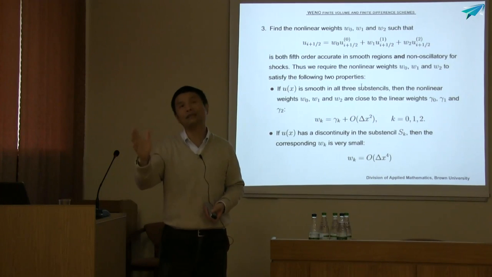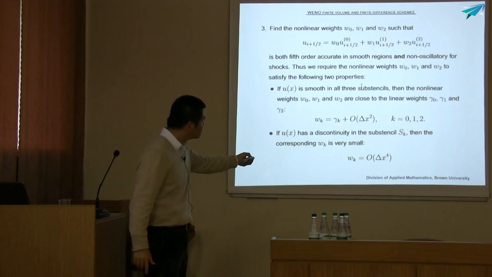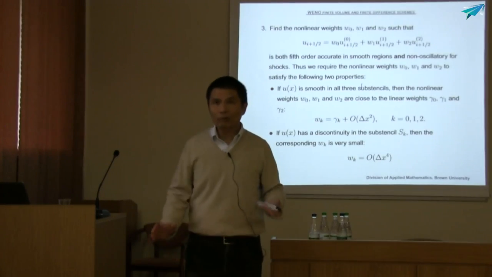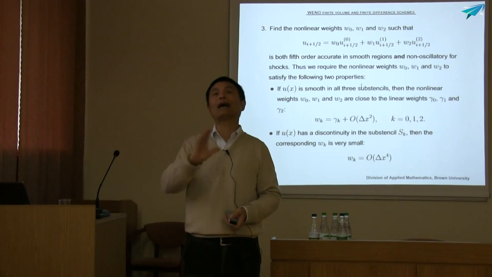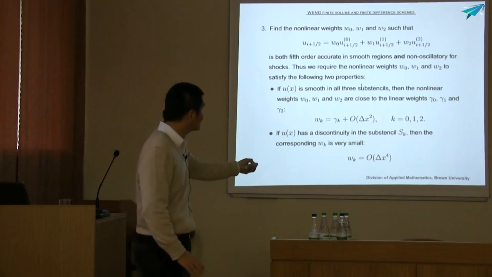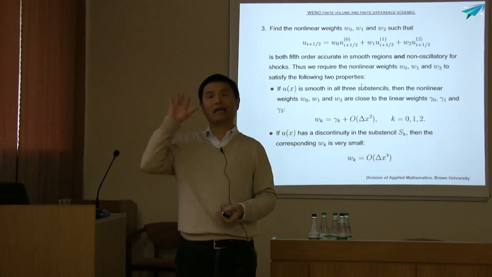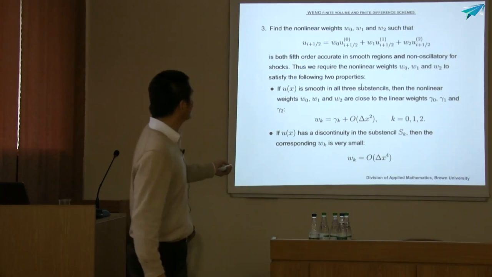Then you can use a little bit of mathematics. You'll find out that as long as your omega k equals gamma k plus O(Δx²), you will achieve your objective. In other words, if I replace gamma k by omega k, and my omega k satisfies this condition, then with omega k, I also get fifth order accuracy. So that's nice, right? So this is one condition.